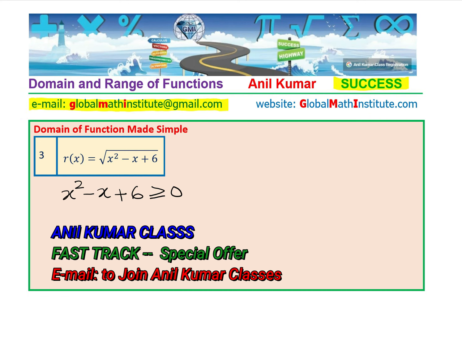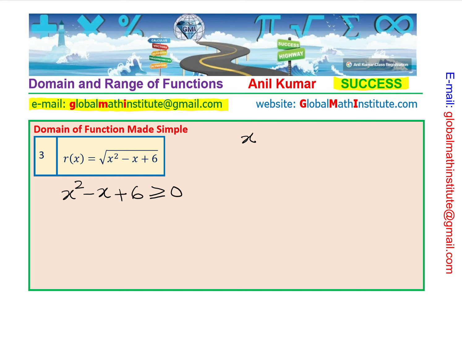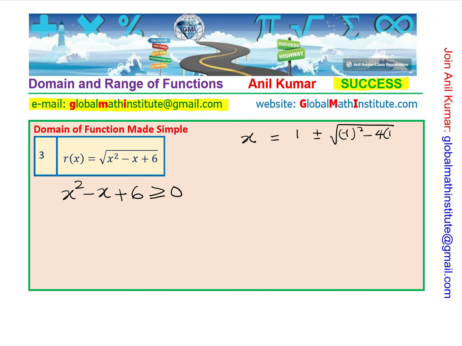Right. So, as I said, we can find the roots of this quadratic equation using the formula. The formula, as you know, is x equals minus b plus or minus square root of b squared minus 4ac, divided by 2a. So, in this case, it will be x equals 1 plus or minus square root of 1 squared, minus 4ac, 4 times a being 1 and c being 6, divided by 2 times a, which is 1.